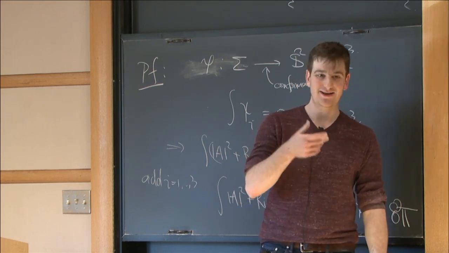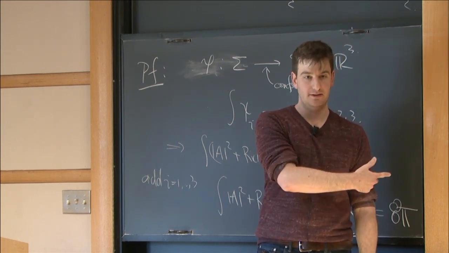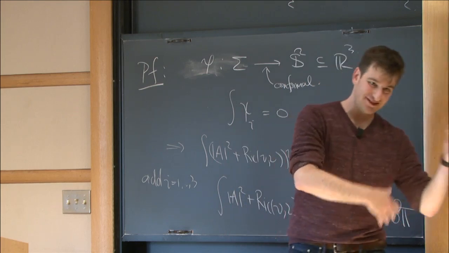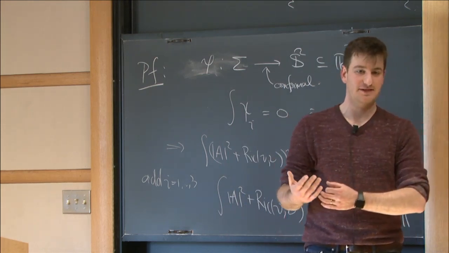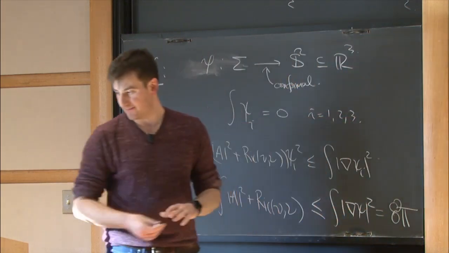Let's put it this way, we never take a limit. We prove directly this inequality. But various steps that go into the proof of the inequality involve some compactness argument. Okay, so I'll show you. Maybe that's a bit more clear.